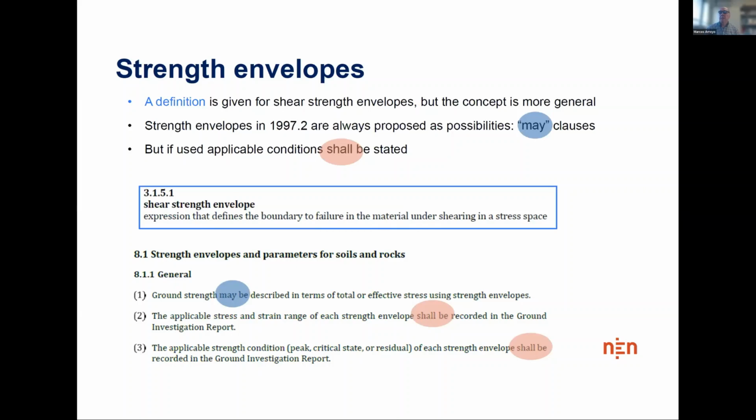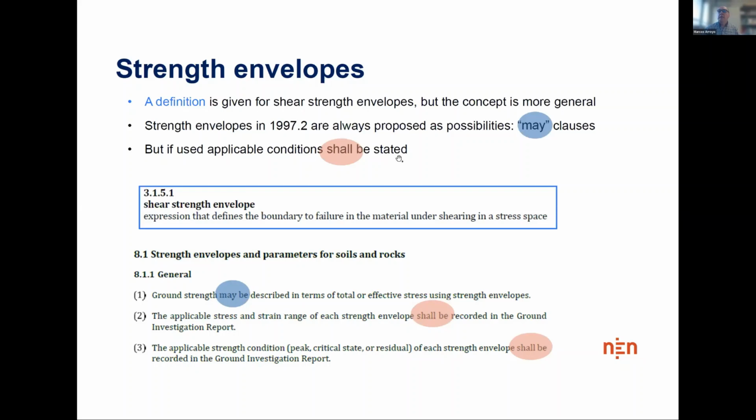For instance, for reinforced ground or for, say, jet grouting, something like that. Actually, even if that's the definition that is given, in the code text it is more general. It's giving you permission to describe ground strength in terms of total or effective stress using strength envelopes. And there's no mention of shear here, so that can be applied in a more general way.